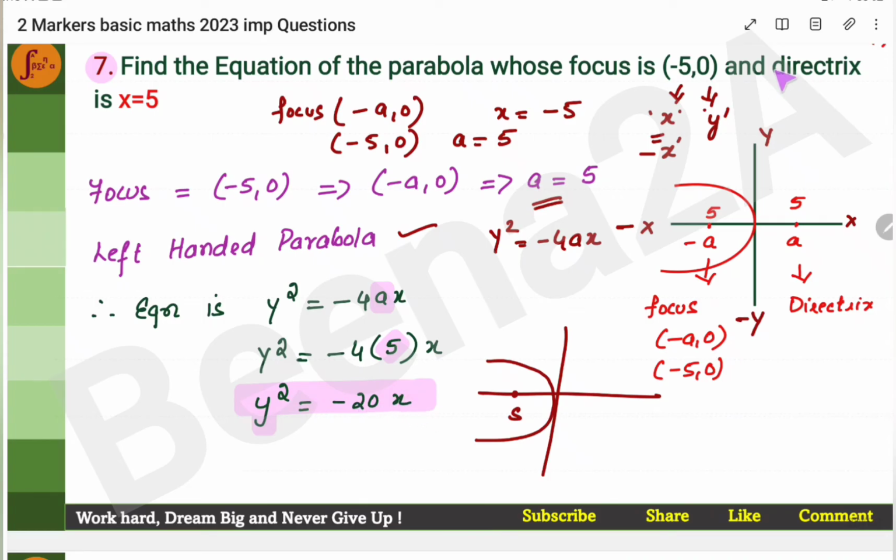Here they've also given the directrix in the question. Even without the directrix we can find out what the parabola type is. Directrix is given as x is equal to 5. This is another clue. Directrix is always opposite to the focus. So if focus is on the negative side, directrix is going to be on the positive side. Therefore here x is equal to 5. This is the directrix.